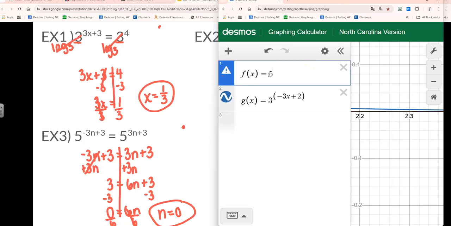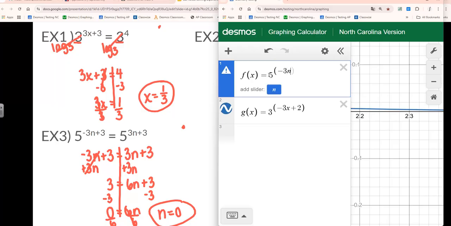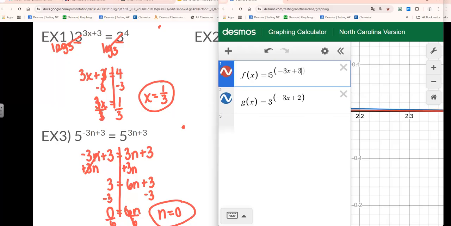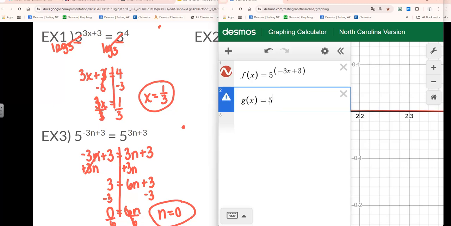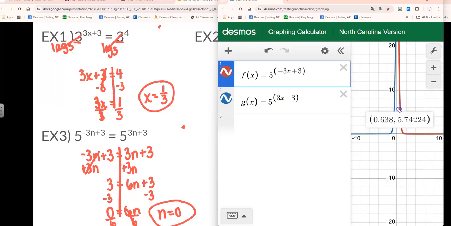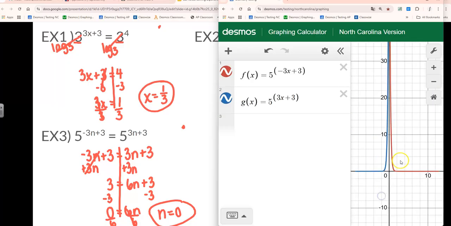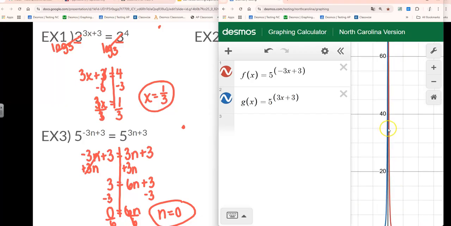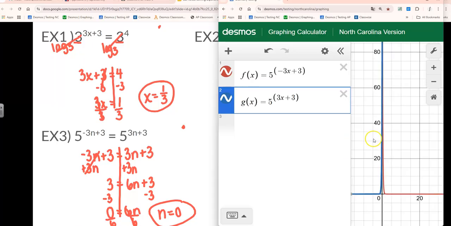So, if we graph that one to see what it looks like. Over here, I will have 5 to the negative 3x plus 3. And over here, I will have 5 to the 3x plus 3. And I'm going to hit the home button. It looks like they're not going to cross. They do cross, don't they?